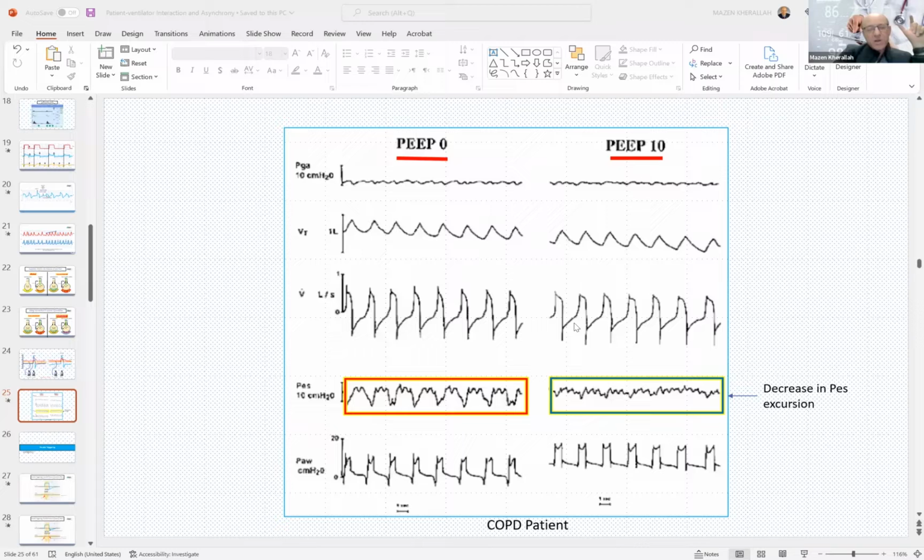So say the last part again, the transpulmonary pressure. We need something to estimate the airway pressures. So in inspiration, we need transpulmonary pressure negative, and in expiration, transpulmonary pressure positive.